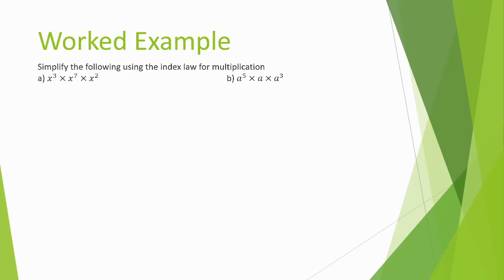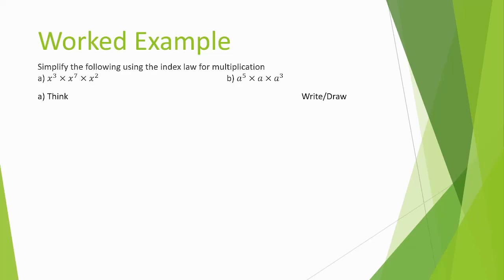Simplify the following using the index law for multiplication. I have my two questions, question A and question B. Question A, I've got my thinking and my right drawing on the right hand side. So my thinking is what I'm thinking and my right drawing is what I'm showing my teacher so that they know that I know about this question.